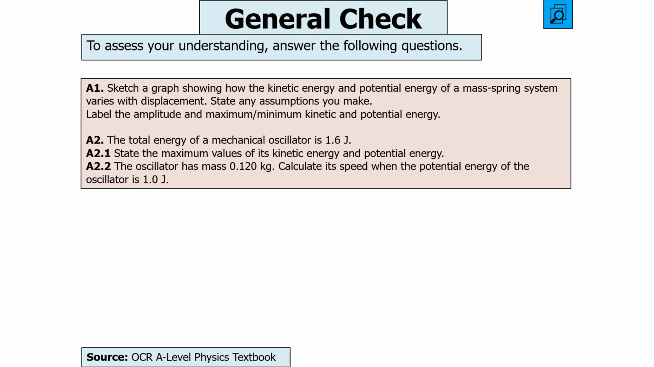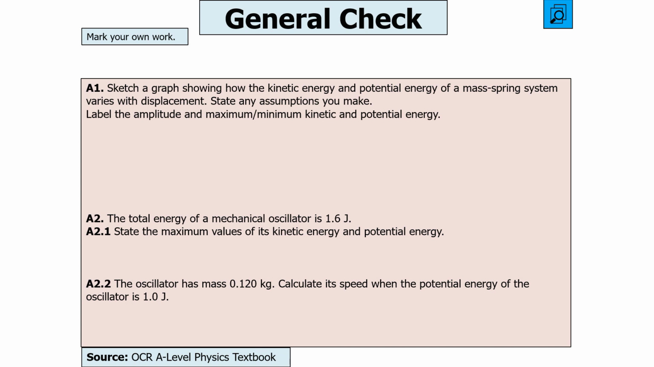Then the total energy of a mechanical oscillator is 1.6 joules. State the maximum values of its kinetic energy and potential energy. The oscillator has a mass of 0.120 kilograms. Calculate its speed when the potential energy of the oscillator is 1 joule. So pause the video now, then unpause the video when you want to go through your answer.